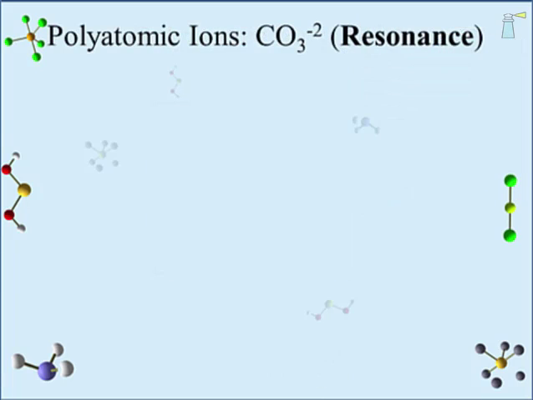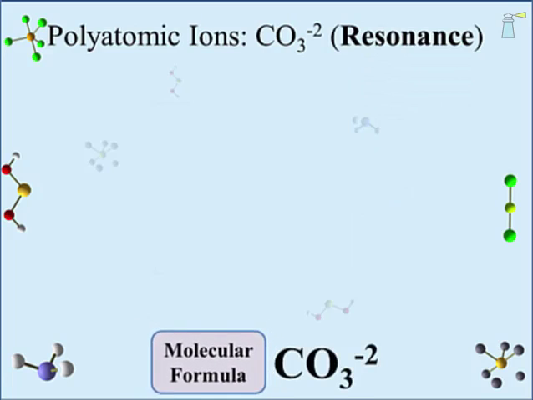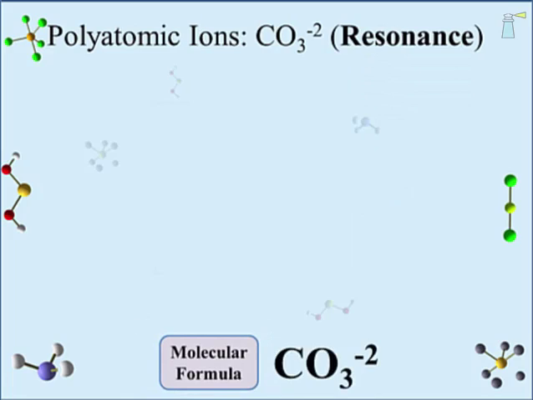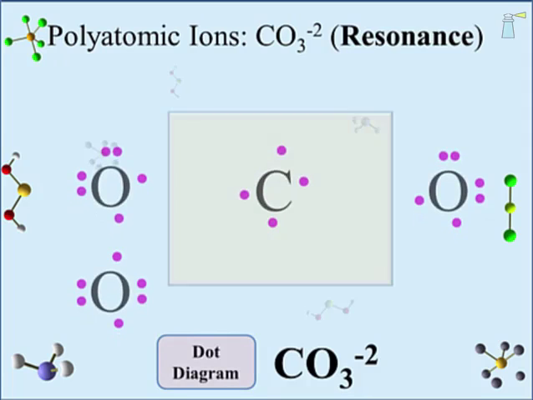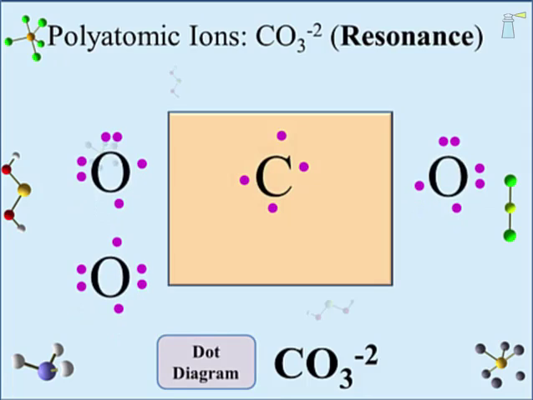Our final structure is a negatively charged polyatomic ion, which has resonance. Our ion is carbonate with the molecular formula CO3 and having a -2 charge. The dot diagrams to be used are 3 oxygens and 1 carbon. Before we move on to the skeleton, we should take note of that -2 charge. That means there are 2 more electrons than protons.